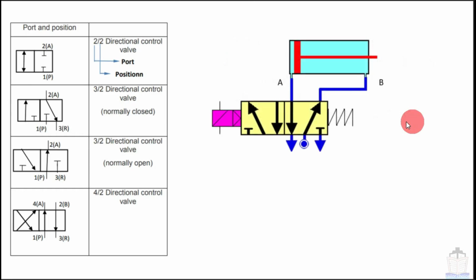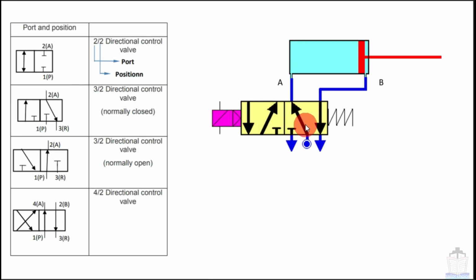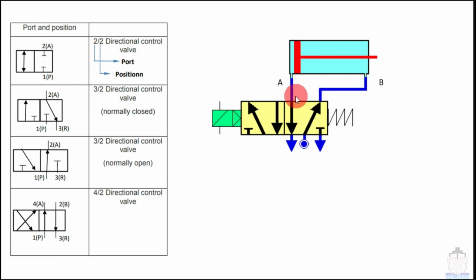So now I am going to show you how the A and B ports look. Suppose this is a direction control valve and this is an actuator. The ports in which the actuator connections are given are called A and B, and these A and B ports are often termed the working ports.